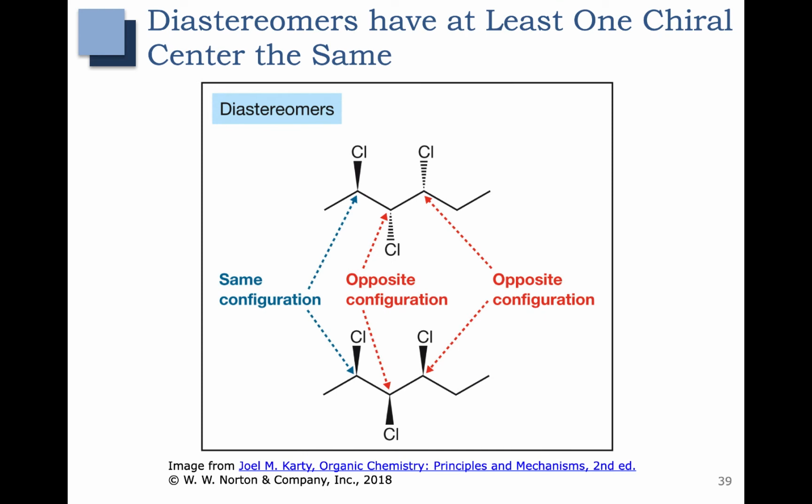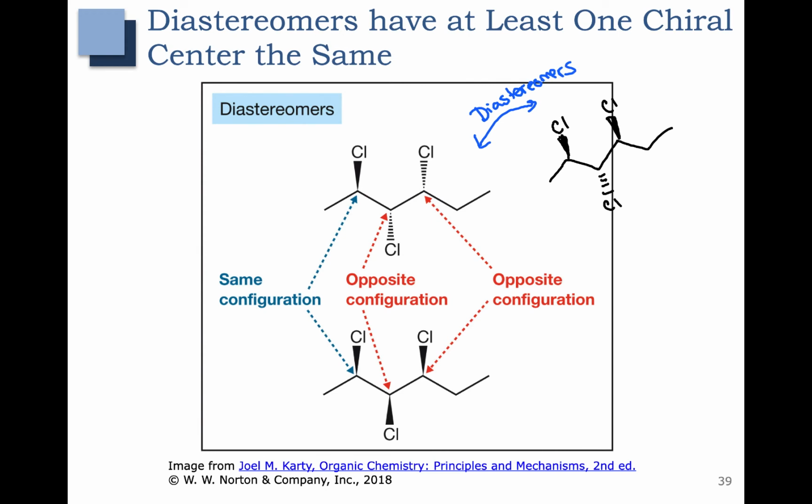Diastereomers, however, have at least one chiral center the same. That means that we will flip one or more of the rest of the chiral centers. So you can see here that we have the same configuration at this carbon, and the other two here have been flipped to wedge lines on the bottom. We could have drawn another diastereomer of this first molecule by holding that one the same, this one the same, and flipping this one. So this is another diastereomer of the first molecule.